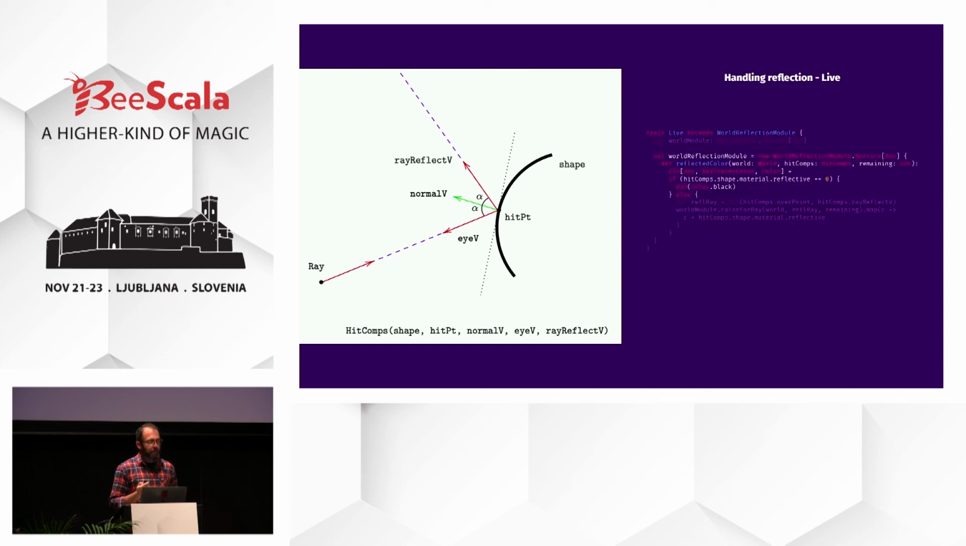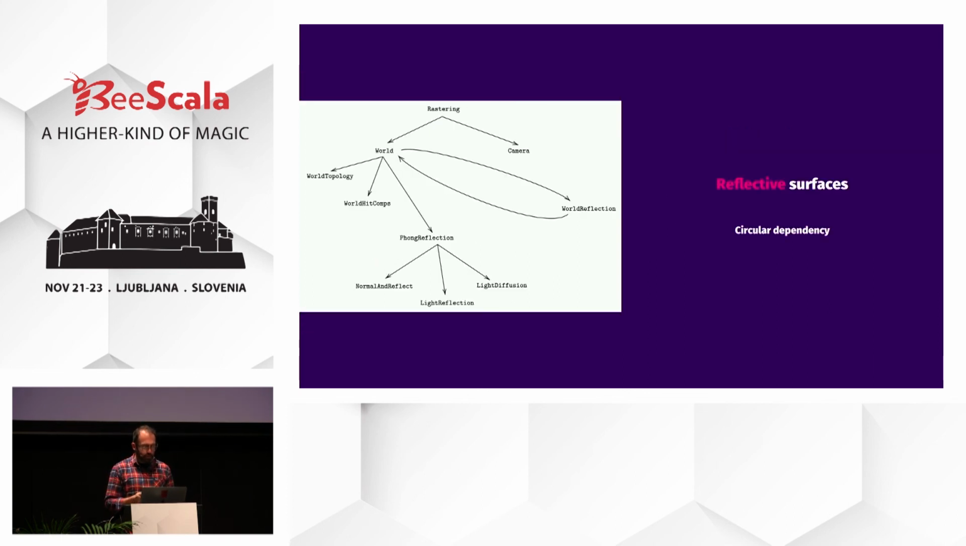But if we look at the world reflection module, well, this guy needs to be able to see how the world looks from the reflected vector. So he needs also a dependency on the world module. So we had just to introduce a circular dependency between two modules. And with this approach, we are able to cope even with circular dependencies between modules.